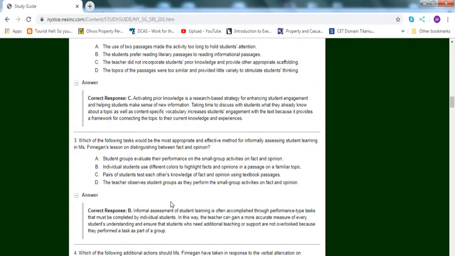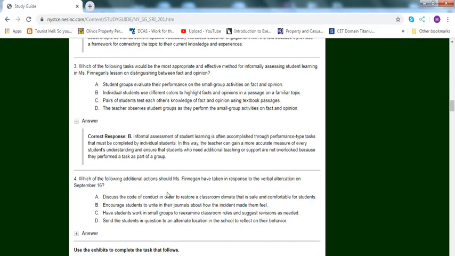Now, as you see, this is just a sample passage, but it's good to read before you take the test. At least you'll have an idea what the question's going to be about. And this is how the questions will be asked during the real exam.